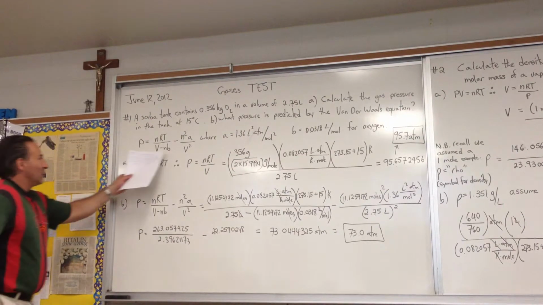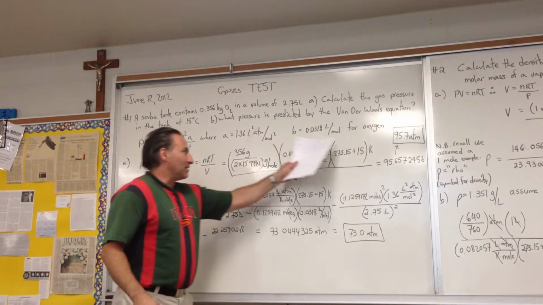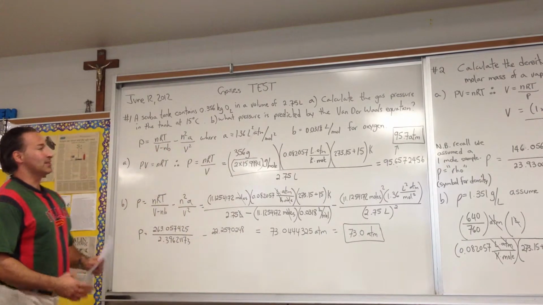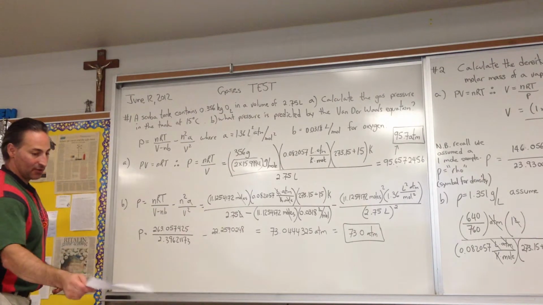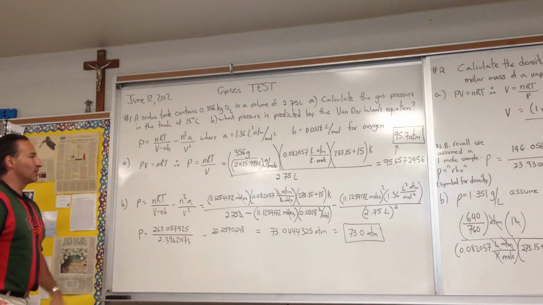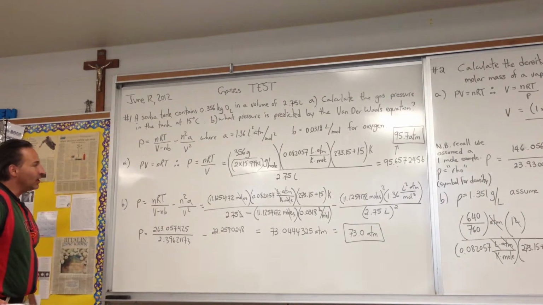And they give us the van der Waals equation, and they give you the values of a and b for oxygen, because each gas has its own value. Different gases have different interactions depending on their shape and their size and so on. But anyway, the first step is to calculate it with the ideal gas law, PV equals nRT. We're asked to solve for the pressure.